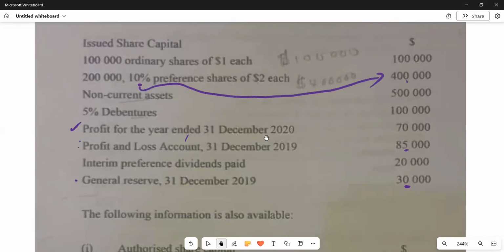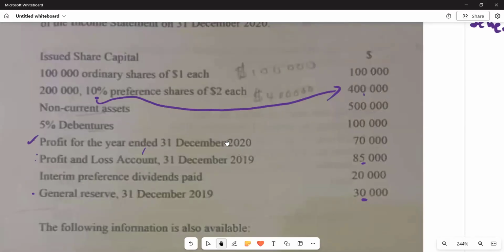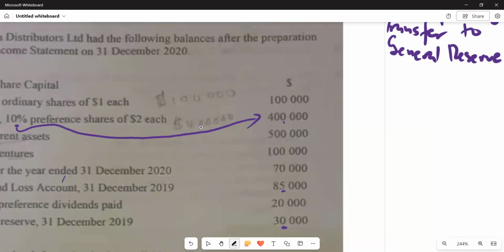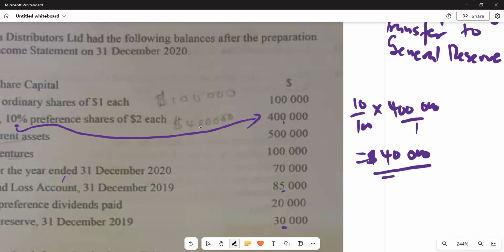So basically for preference, we are going to say 10%, which is 10 over 100, and then we multiply by 400,000. And obviously, we are going to be left with $40,000 as our preference dividend. So we can try to find our ordinary share dividends.